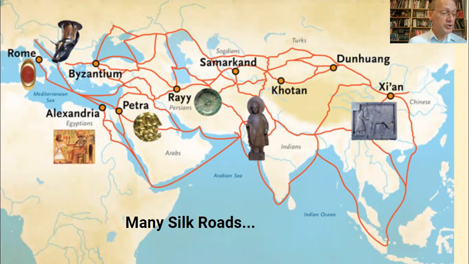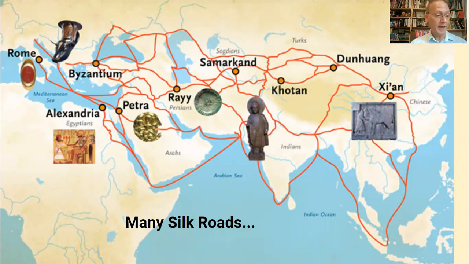The first thing we need to do is to define more precisely what we mean by Silk Roads. To put it simply, we mean trade routes, roads along which trade was practiced. Goods were moved from place to place. Notice that I'm using the plural, not the singular. The Silk Roads with an S, not the Silk Road in the singular. And this is because there were many Silk Roads.